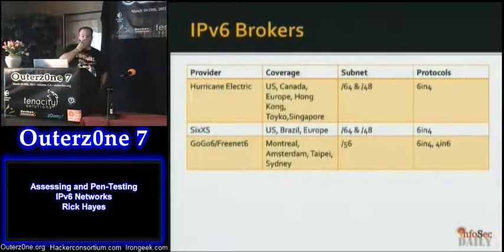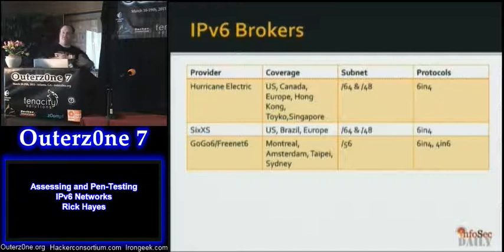Now, here they are. So GoGo6, Freenet, they're actually cool, except the only part is they only cover Montreal, Amsterdam, Taipei, and Sydney. But damn, they got a great client that works well. So what do they support? 6 into 4, which is IPv6 into 4, and 4 into 6, which is IPv4, which is what we would want. We would want our 4 networks to be able to talk to a 6 network.